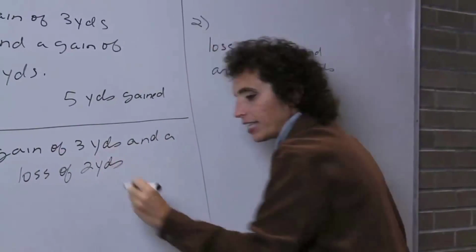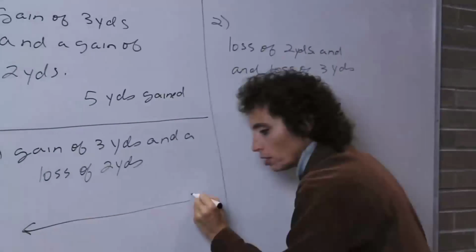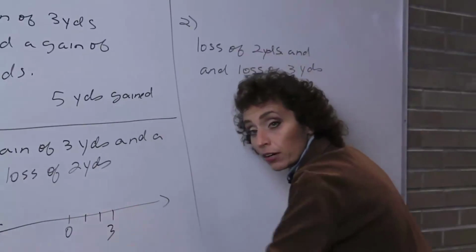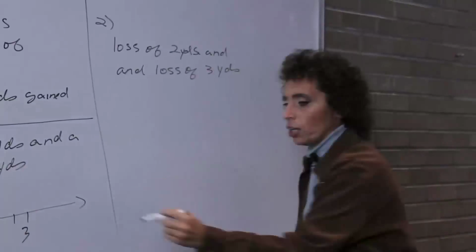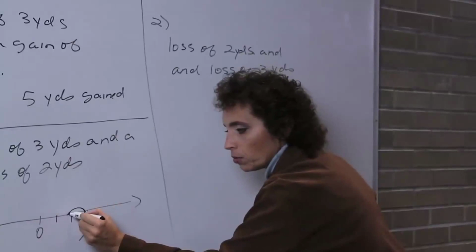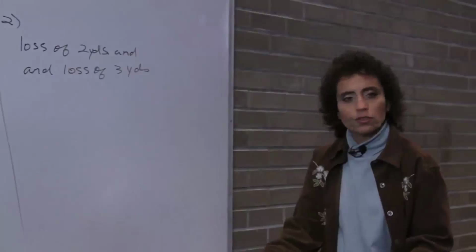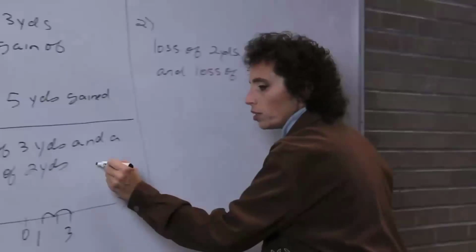Well, we have a gain of 3 yards. That's good. A gain of 3, so we're going +3. That leaves me here at 3. But now we have a loss of 2 yards, so now we got to be sent back 2. So we're here at 1. So a gain of 3 yards and a loss of 2 yards is a gain of 1 yard.